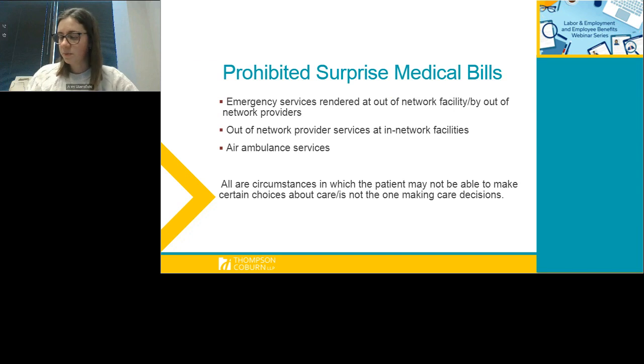So the Consolidated Appropriations Act prohibits, beginning in 2022, 3 key categories of surprise medical bills. The first is emergency services rendered at an out-of-network facility by out-of-network providers. The second is out-of-network provider services at in-network facilities. And the third is air ambulance services. So again, for any balance bill that is not in one of these 3 categories, these protections do not apply to participants. Participants are still liable for those costs.